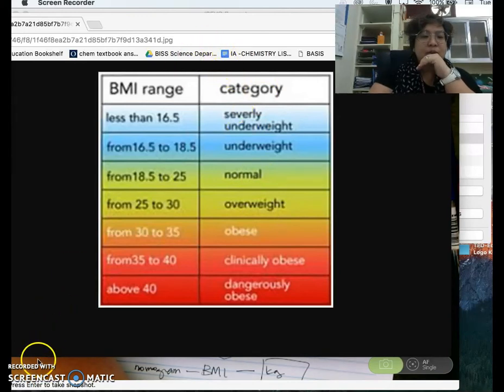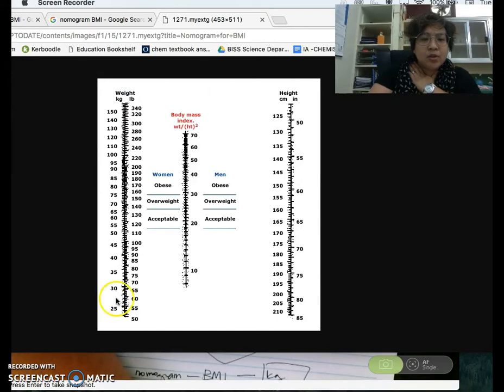Let's look at a nomogram. Okay, this is a Google image of a nomogram. So you look for your weight here, in kilograms, and your height. And then you can use a ruler if you want to connect your weight to your height, and then look at the number where it intersects this BMI index right here to get the value for your BMI. Alright, so that's all for Lipids 2.3.